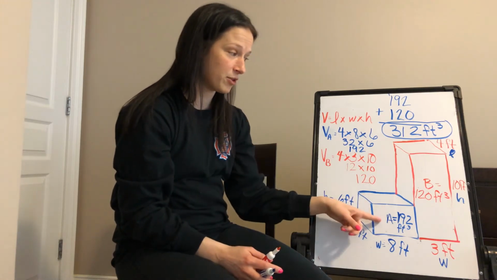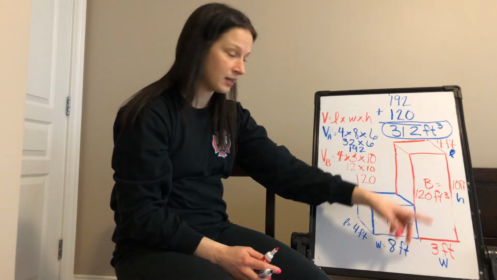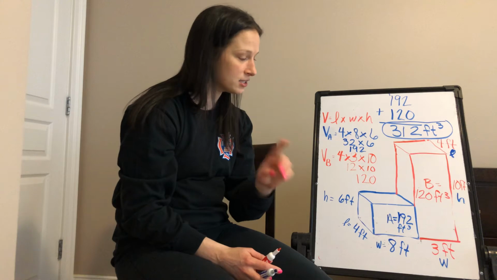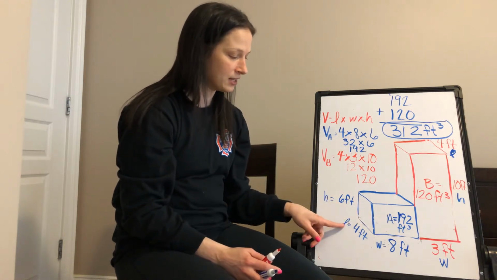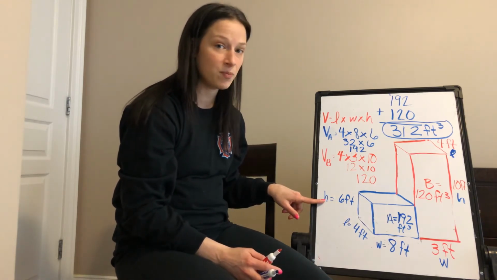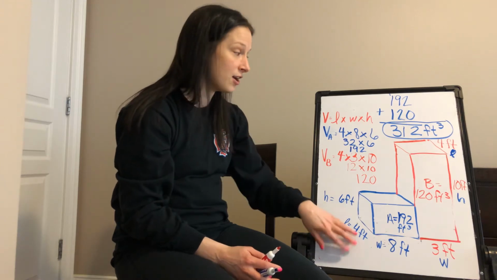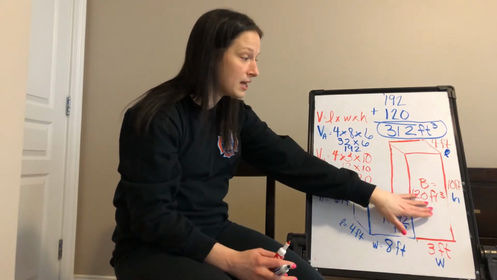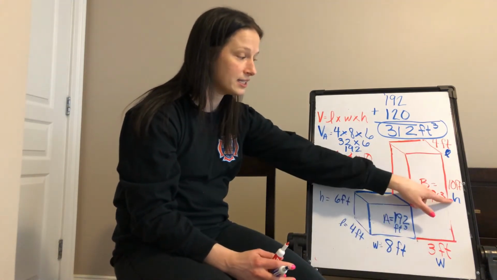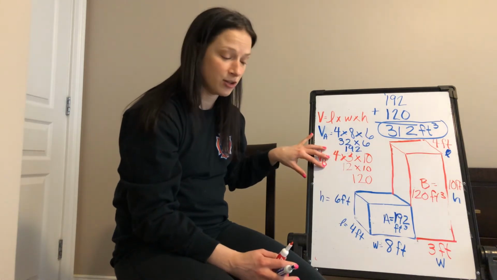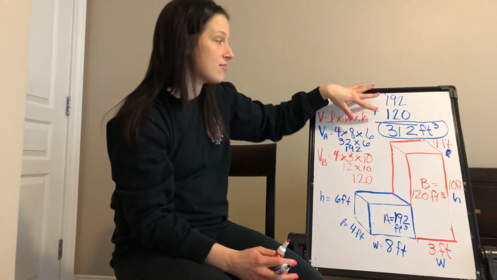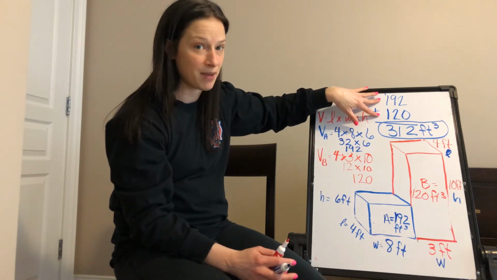So a lot of steps here. First thing, label A, label B. Second thing I did is I made sure I found 3 different dimensions. For prism A, I found the length, the width, and the height. I labeled it LWH so that I know I'm putting the right numbers in my formula. Then I did the same thing with B. I made sure I had length, width, height, and then I was able to find the volume here. I found the volume of each one individually. Then the last step is to combine them at the end.